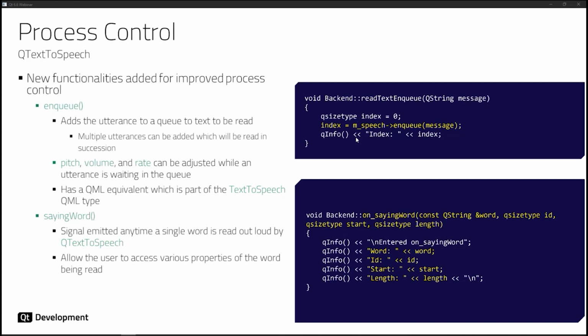So we can keep track of which utterance is going to be read out next. And then finally, we also have added the sayingWord signal, which will be emitted any time a single word is read out loud by QTextToSpeech. This is going to allow the user to access various properties of the word being read. We have a brief snippet of code showing how we can use this, where we connect a slot called onSayingWord to it, and then print out various information about the utterance or word being read, which can be useful for tracking what is being read out programmatically, since the program is not necessarily able to hear the speech that's being read.